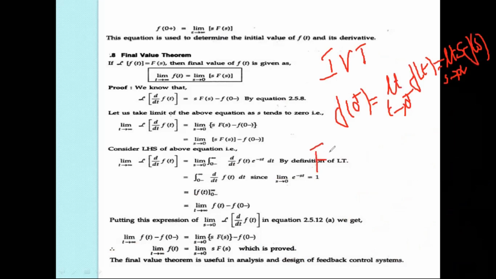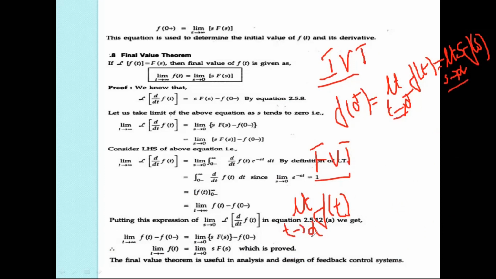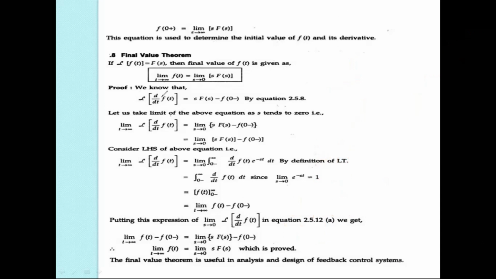Now, the final value theorem. The statement is saying that f of t, limit t tends to infinity. Here the initial value theorem is from 0 to infinity. The final value theorem starts at the time domain being infinity, and is equal to limit s tends to 0 s into F of s. Got it, my students?